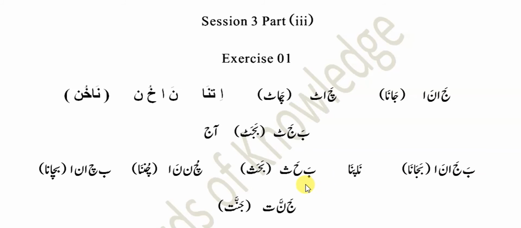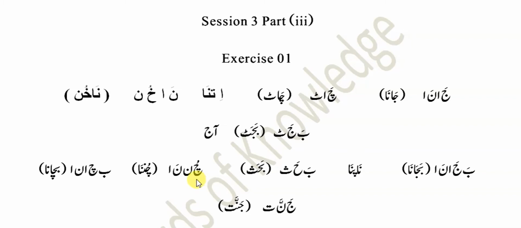Next word is Be Zabar Ba. It has 3 alphabets. Be Zabar Ba, He Zabar Ha, and Say. And the whole word is in parentheses. It is pronounced like Bahas.